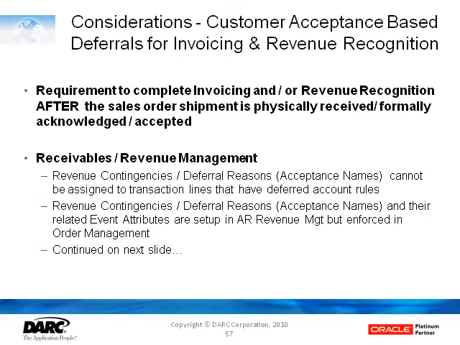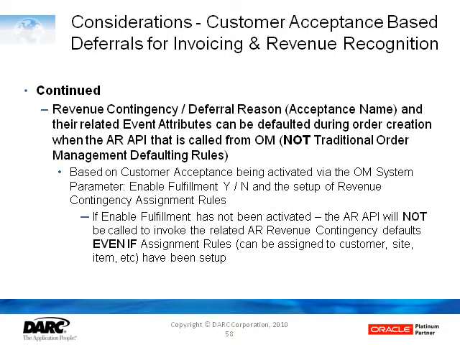The other thing that we went over is that the revenue contingencies, i.e. deferral reasons, acceptance names, and their event attributes, can be set up in AR revenue management, but they're completely enforced and invoked in order management. That's why the order management setup is so explicitly and critically tied to this functionality being executable.